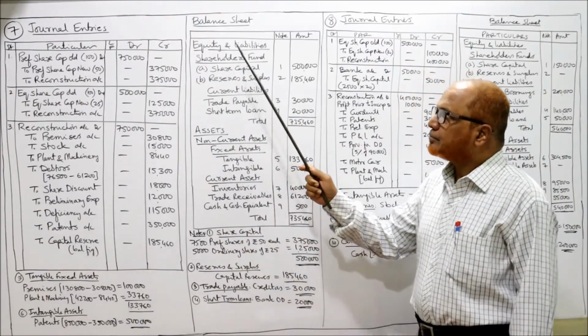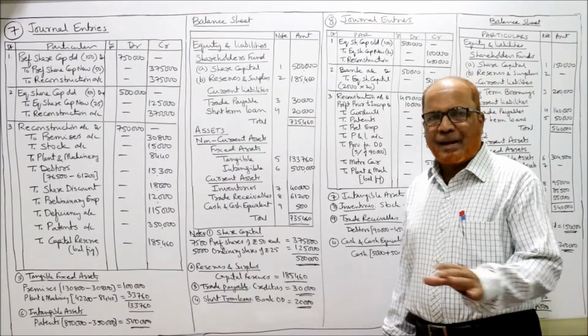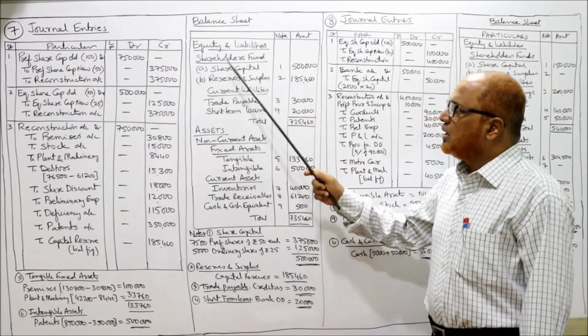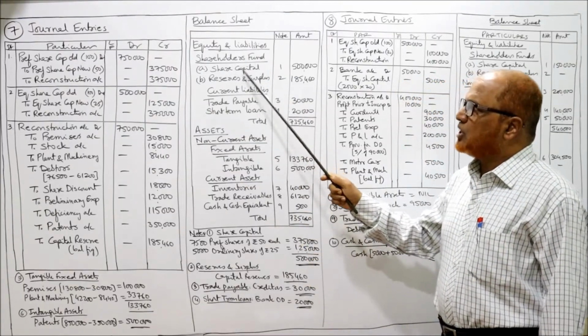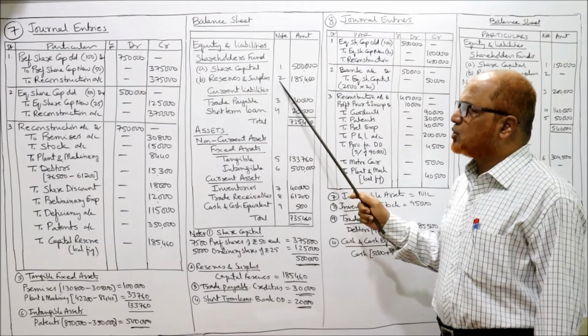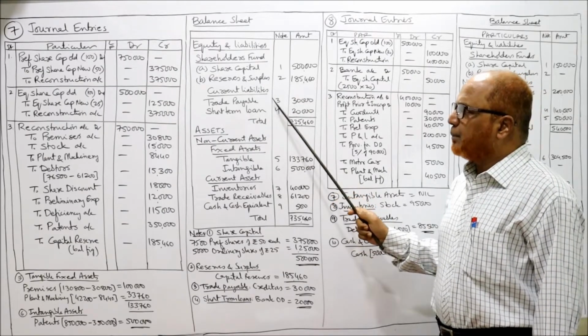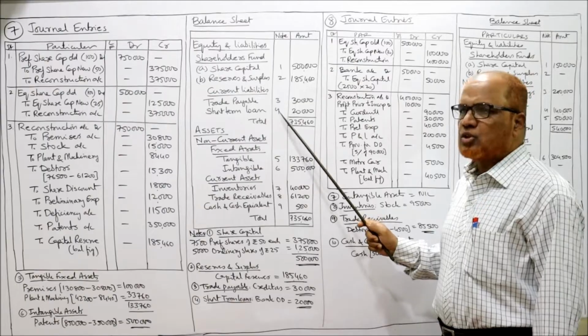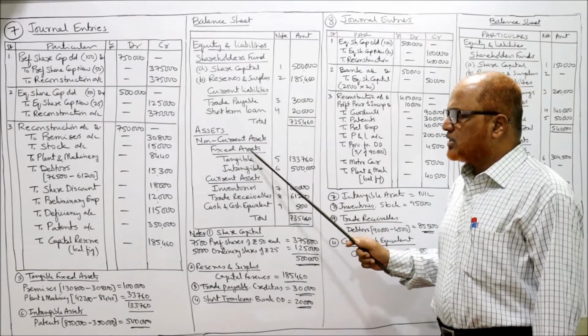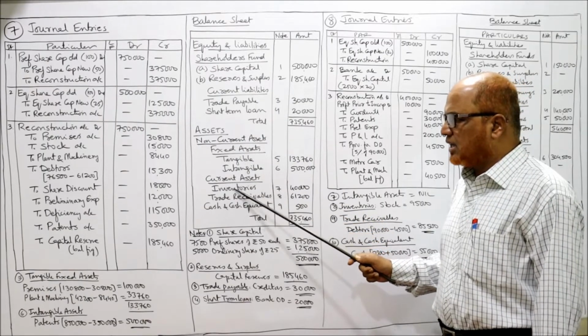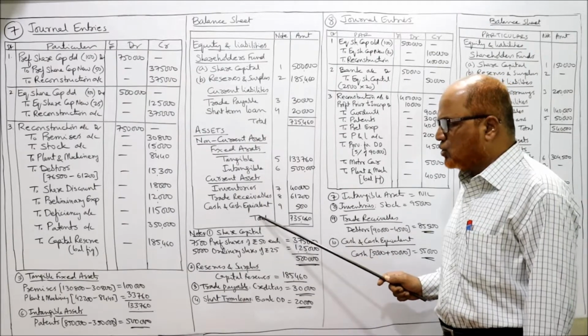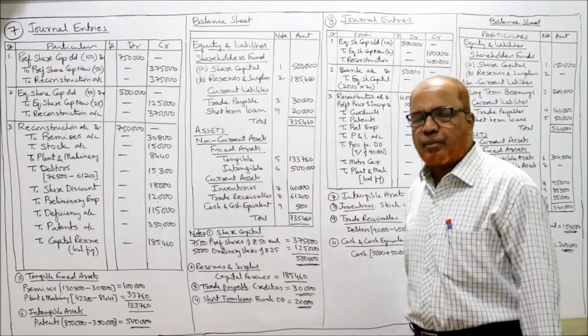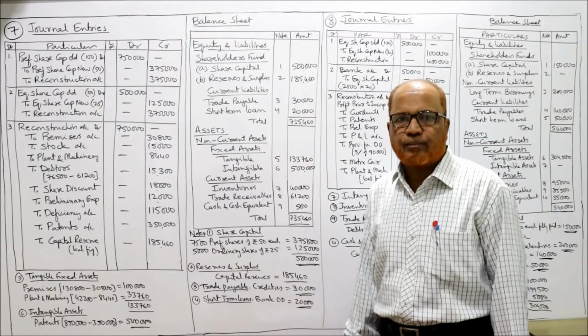Now you see. First we'll prepare a blank balance sheet, then we'll take the amounts. Equity and liabilities, shareholders fund, share capital number 1, reserves and surplus number 2. Then current liability, trade payable 3, short term loan 4. Total. Assets, non-current assets, fixed assets, tangible, intangible, current asset, inventory, trade receivable, cash and cash equivalent, total. This is the blank balance sheet we have prepared. Now we'll take the amounts one by one.